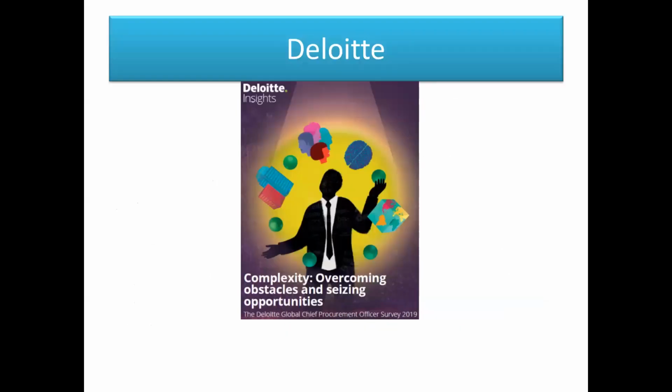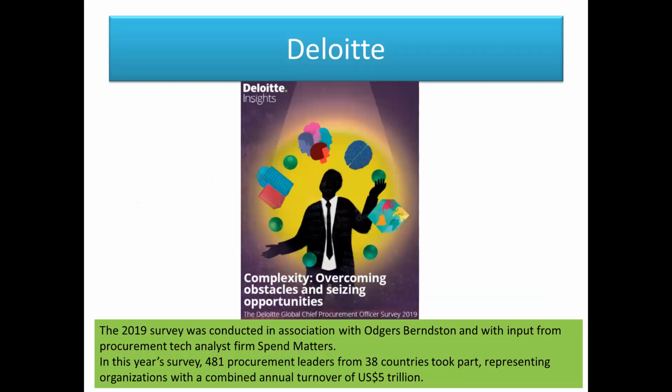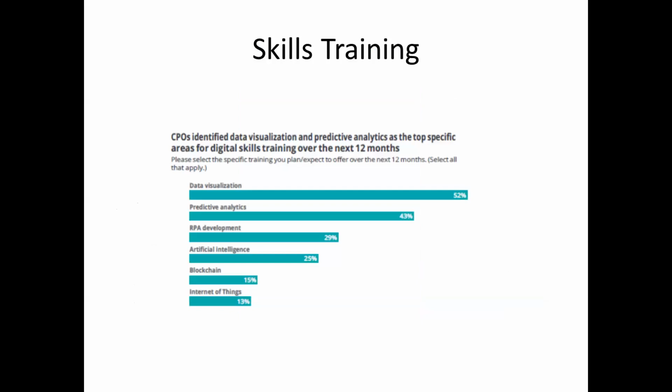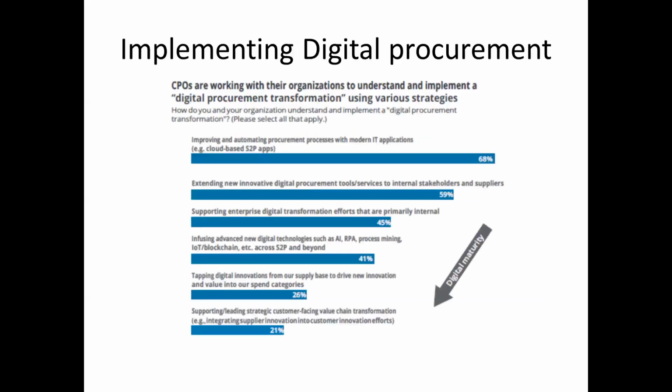Deloitte did a survey in 2019. And what did they find? Skills are going to be important. We need training in analytics and data visualization. That's okay. How do we actually go digital? Well, you can see there 68% are improving automating processes, P2P, they're calling S2P. Supporting digital transformation, infusing. So there are vast applications there.